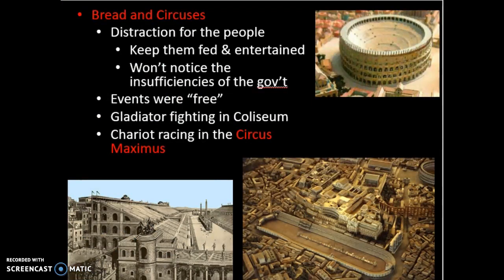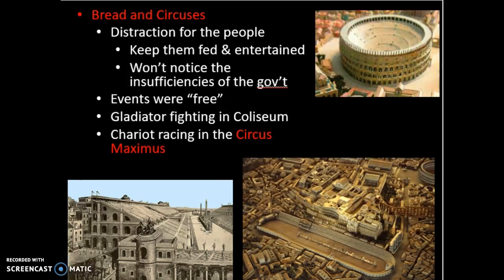Now, this concept of bread and circuses, and this is in your homework, I believe. Bread represents food, circuses represent entertainment. So, essentially, the philosophy was, as an emperor, if you kept the people fed just enough, and you entertained them just enough to where they were distracted, they would ignore the major issues going on in the government that were either corrupted or insufficient or inefficient.